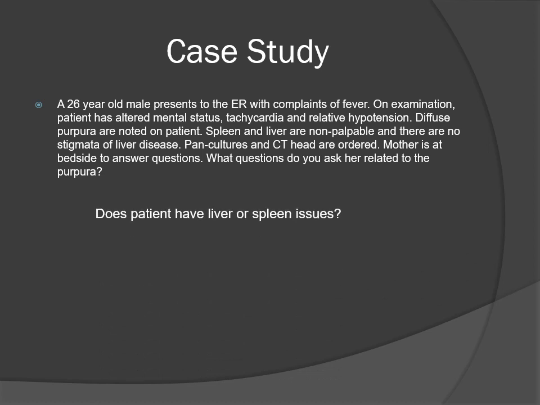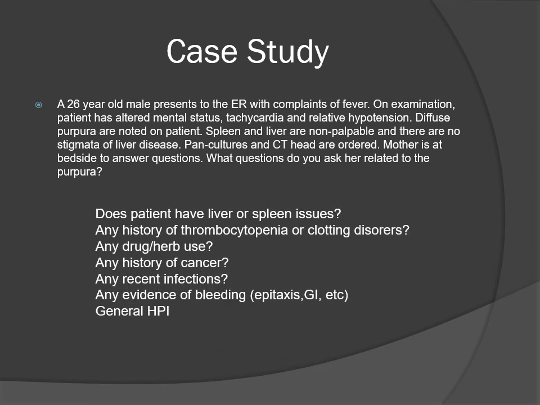Does he have liver or spleen issues that are known? Is there any history of thrombocytopenia or clotting disorders? Any drug or herb use, especially anything recent? Any history of cancer? Any recent infections? And any bleeding, right? We want to know, did he throw up some blood yesterday morning? That could be very important to know. Has he been urinating blood?